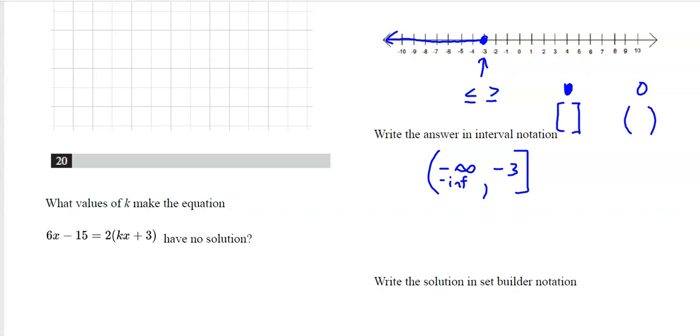And then set builder notation was, so I had earlier that x had to be less than or equal to negative 3. Set builder notation, you just say the set of x such that. So this is kind of a fancy way of showing set builder notation.